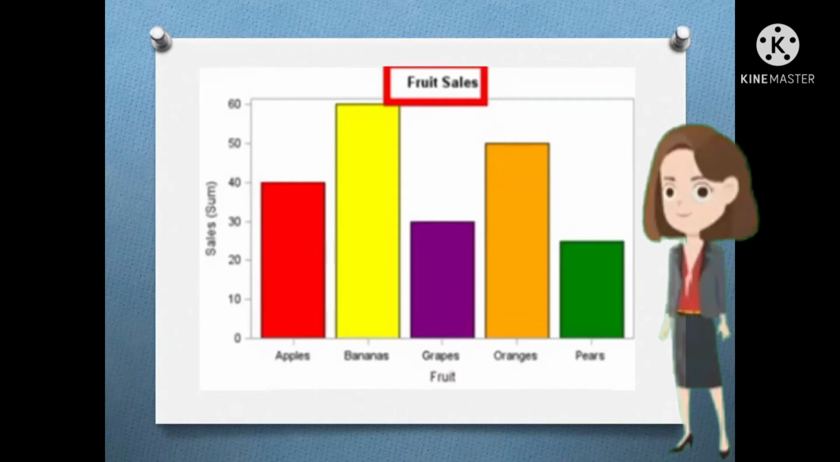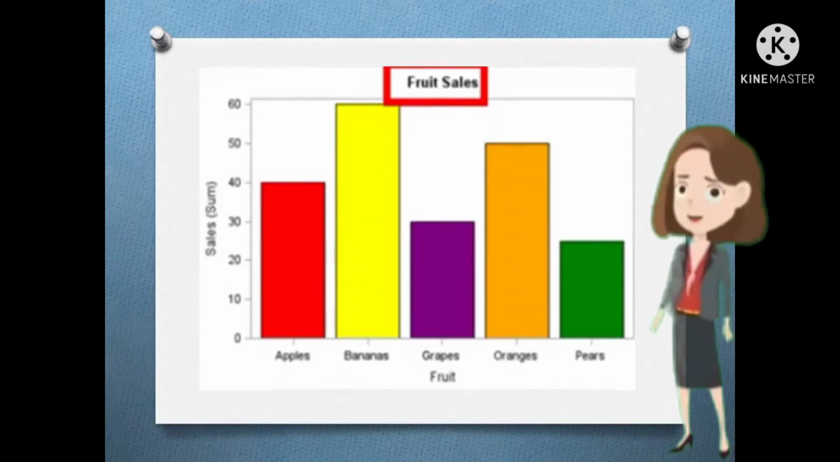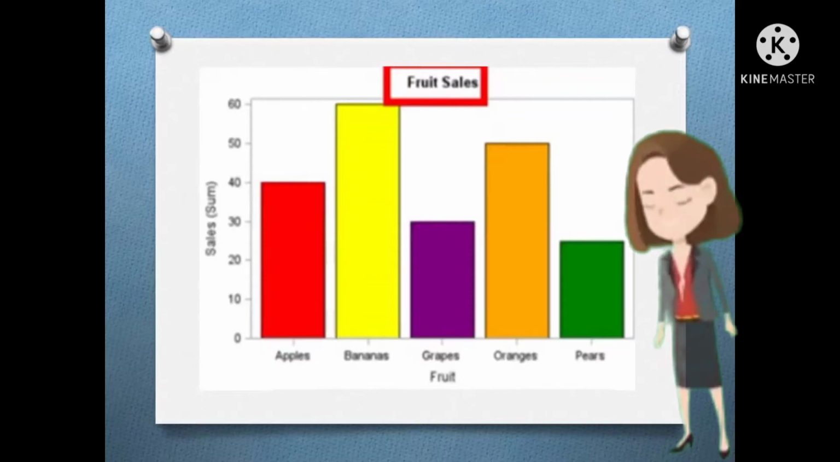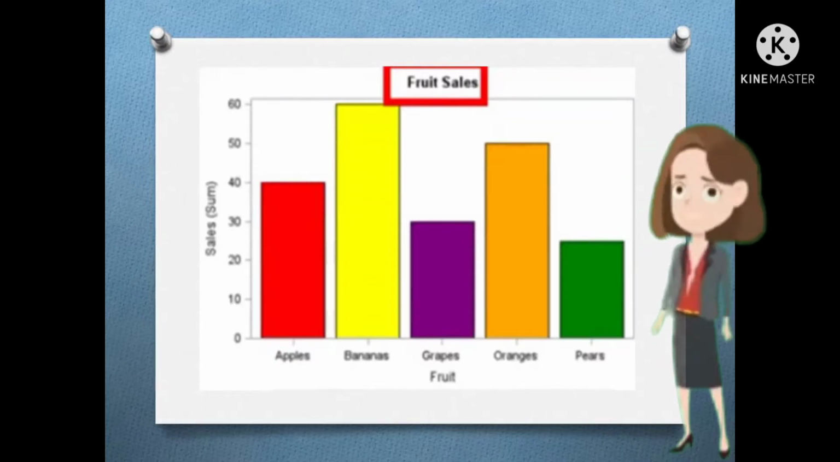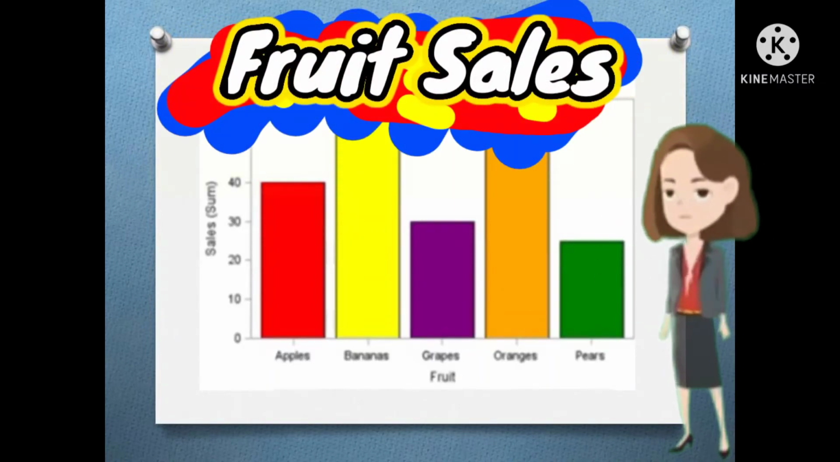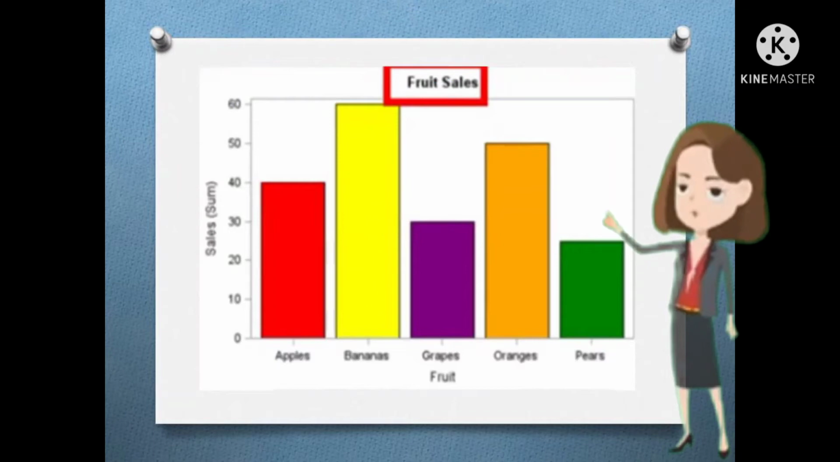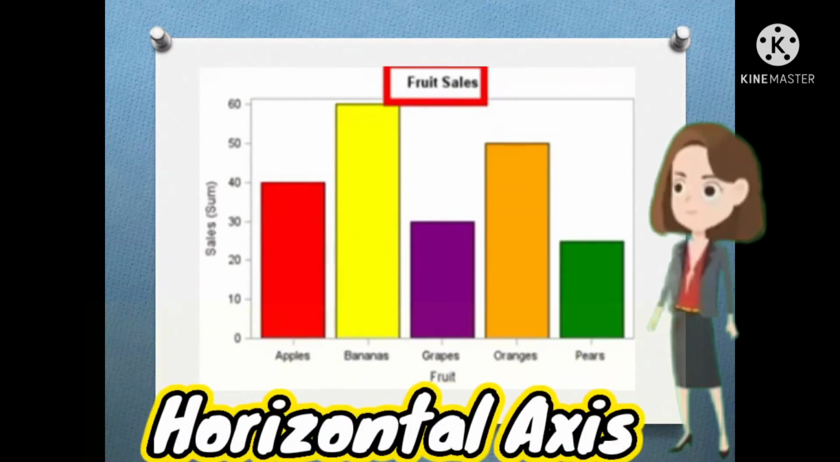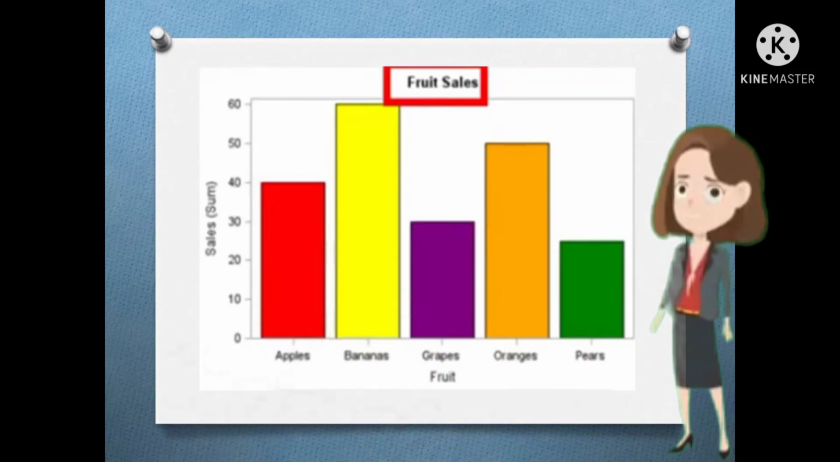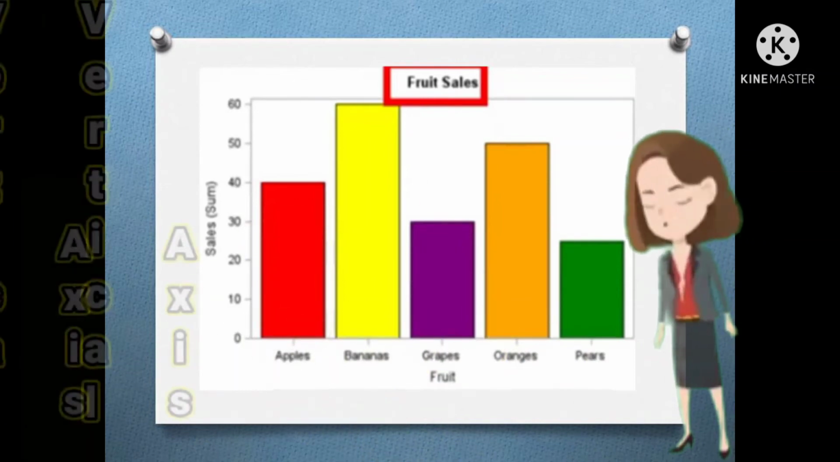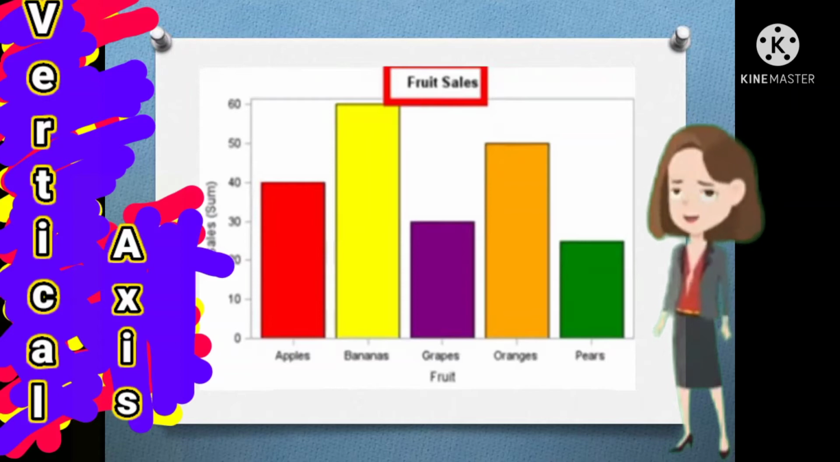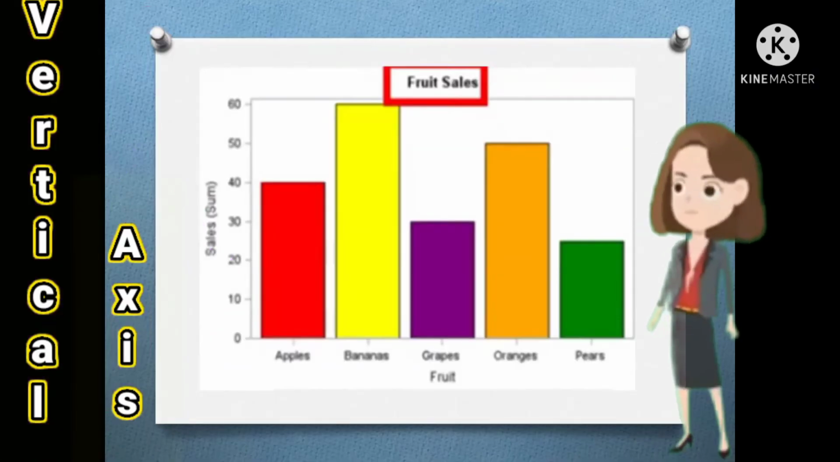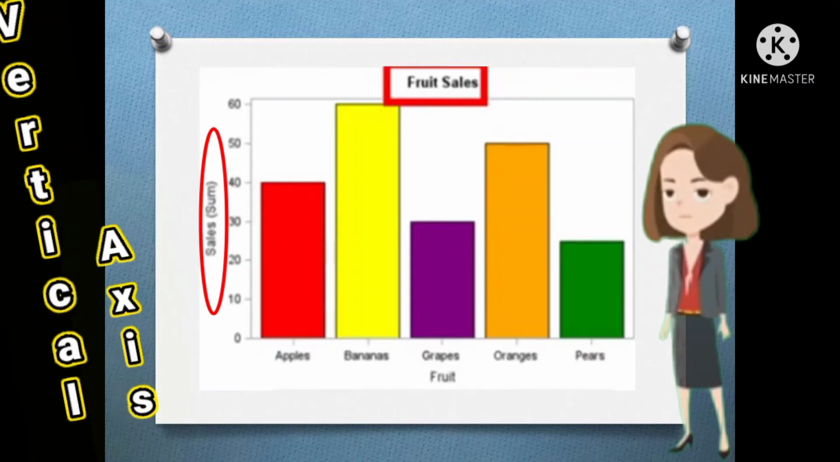Now, let's interpret data on a vertical bar graph. What is the title of the bar graph? The title of the bar graph is Fruit Sales. What information is placed along the horizontal axis? The information placed along the horizontal axis is fruit. What information is placed along the vertical axis? The information placed along the vertical axis is sales.